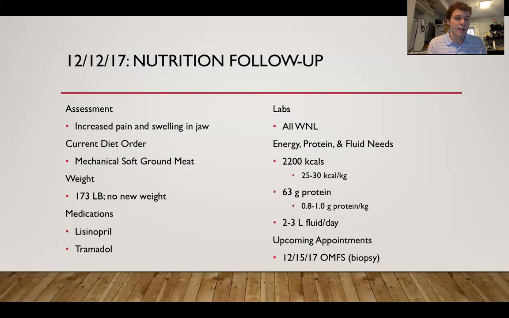And he had recently been given tramadol, a pain medication, as he was experiencing increased pain in his jaw. All of his labs were within normal limits. The energy, protein, and fluid needs remained unchanged from when I had seen him. And he had an upcoming appointment for the oral maxillofacial surgeon to receive a biopsy on the masses in his mouth.